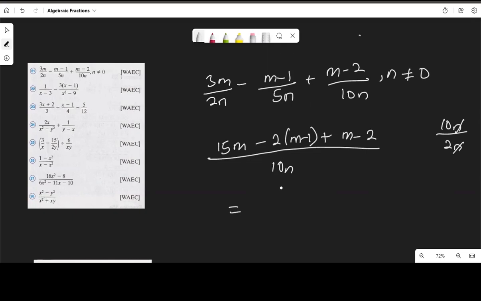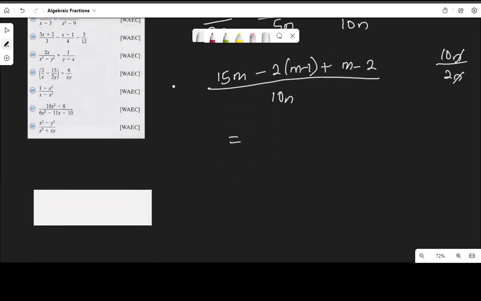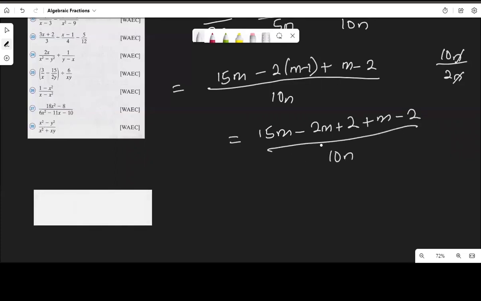So this will now be 15m minus 2 times n is 2n. A minus times minus is plus. 2 times 1 is 2. Plus this n minus 2 over 10n.